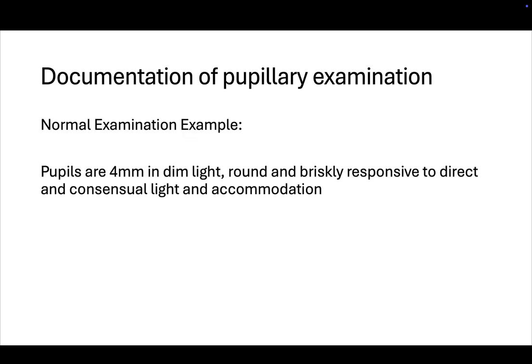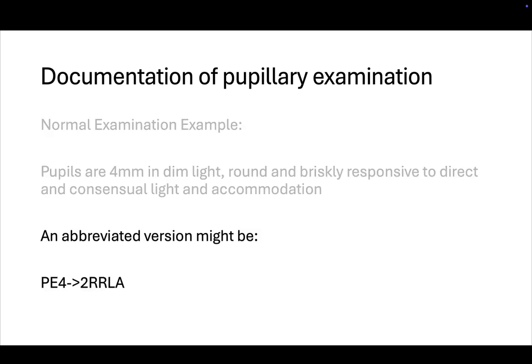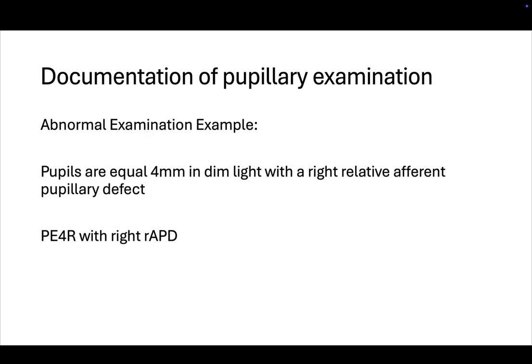A normal examination example is: pupils are 4 millimeters in dim light, round and briskly responsive to direct and consensual light and accommodation. An abbreviated version might be PE422RRLA, which stands for pupils are equal 4 millimeters in dim light and constrict to 2 millimeters, round and reactive to light and accommodation. An abnormal examination example might be pupils are equal 4 millimeters in dim light with a right relative afferent pupillary defect.